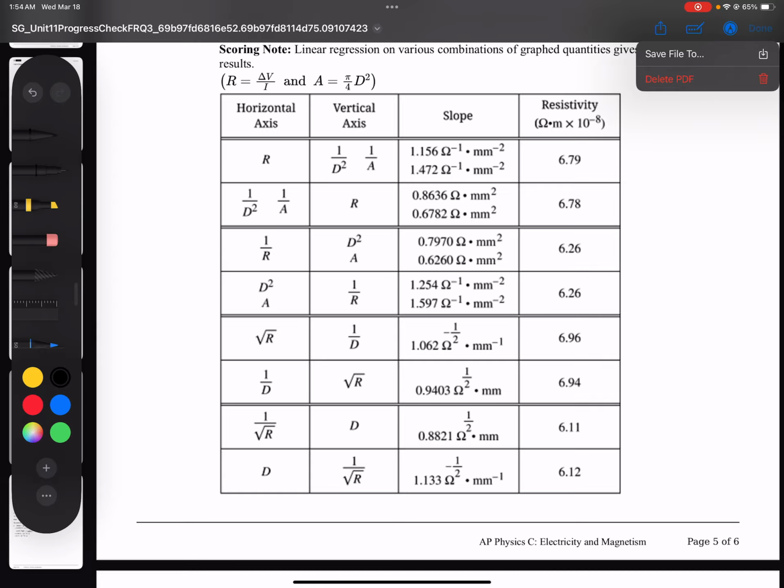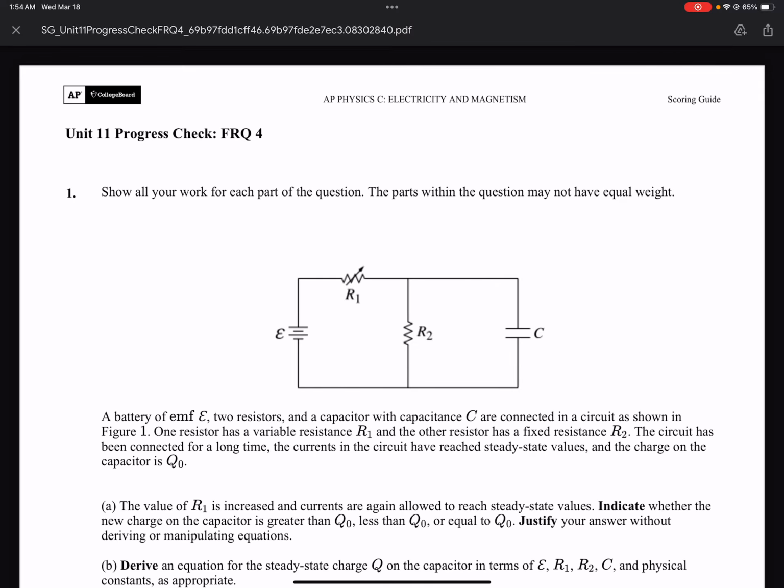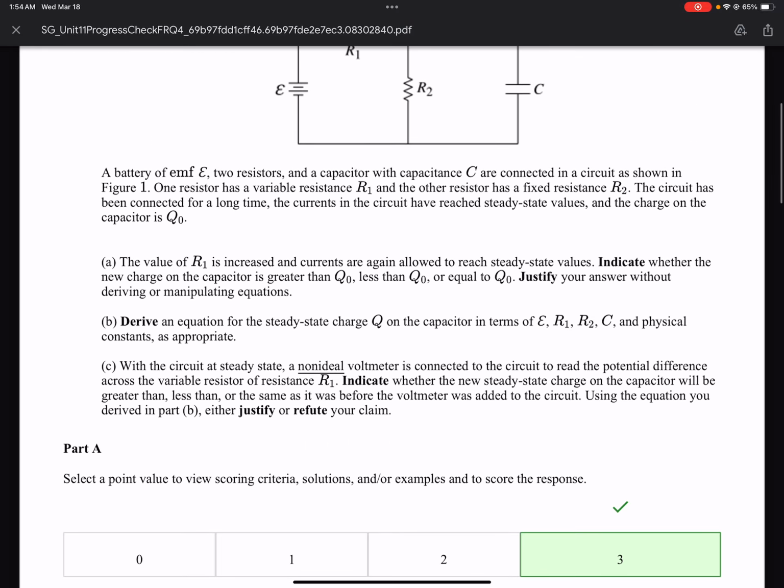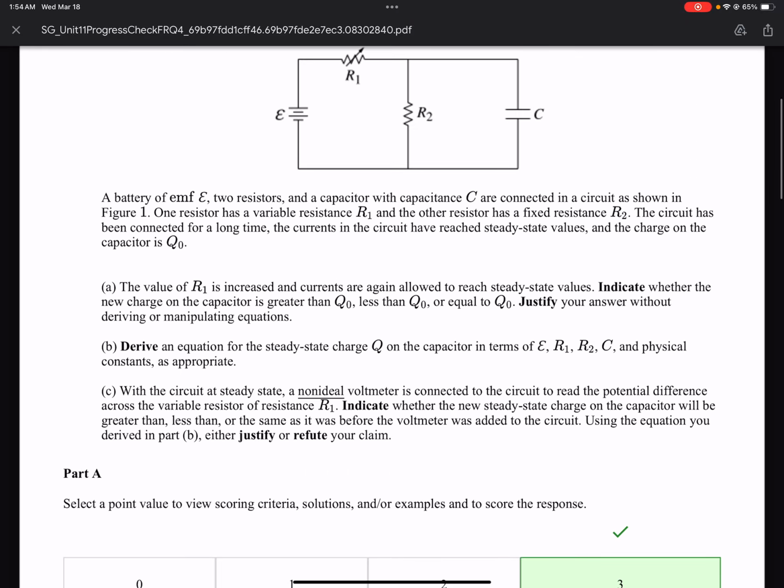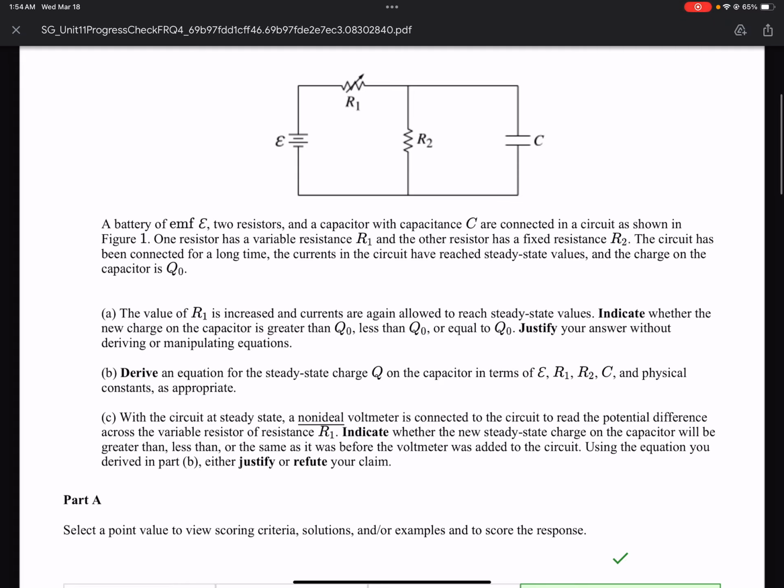Alrighty, almost there. We've got one more to do, and this one is another RC circuit. Surprise, surprise. In this one, the value of R1 is increased and the current is allowed to reach steady state. Indicate whether the new charge on the capacitor is greater than Q naught, less than Q naught, or equal to Q naught. Here, the circuit has been connected for a long time, so the capacitor has already been charged up.